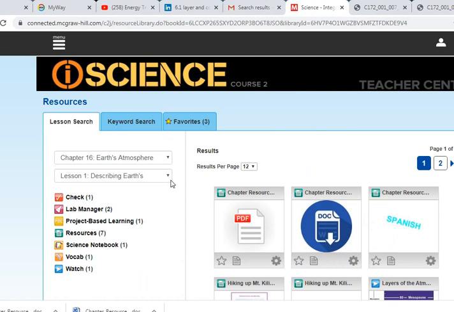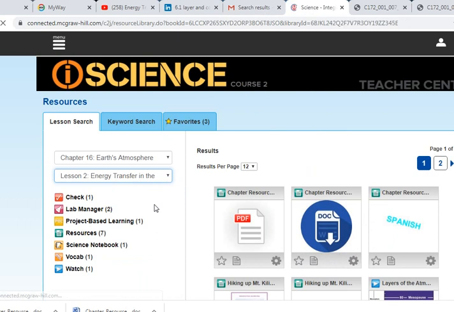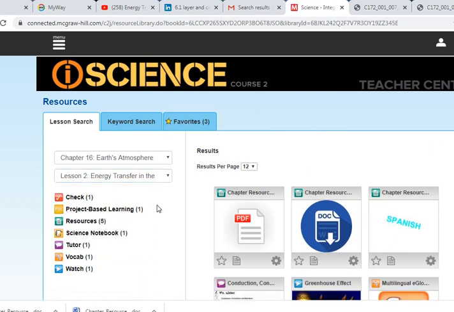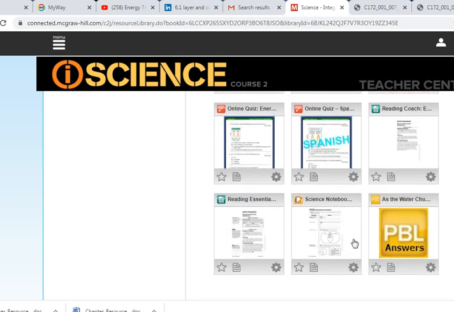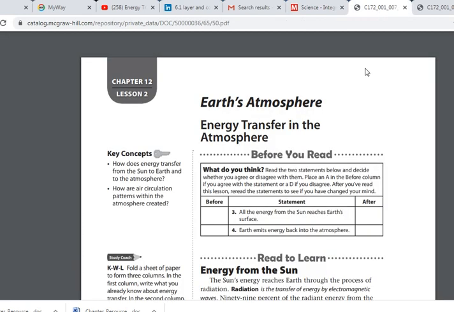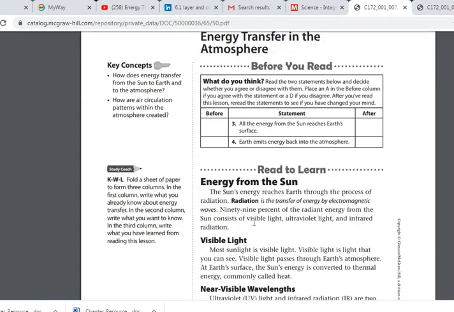Okay, so let's take a look here. Our new lesson is energy transfer in the atmosphere. So what do you think? What type of energy is transferred in the atmosphere layers, or in the atmosphere? What do you think? Yes, of course, thermal energy. So here, energy from the sun. The sun's energy reaches Earth through the process of radiation. So of course the energy or the heat from the sun reaches the Earth's surface during a process called radiation. So let's watch this video.